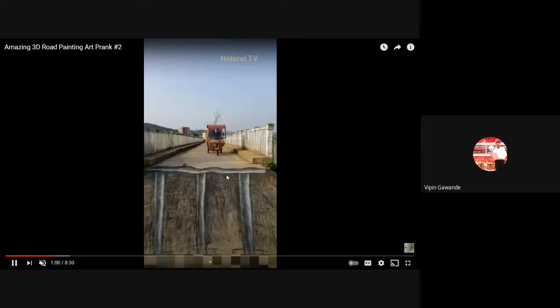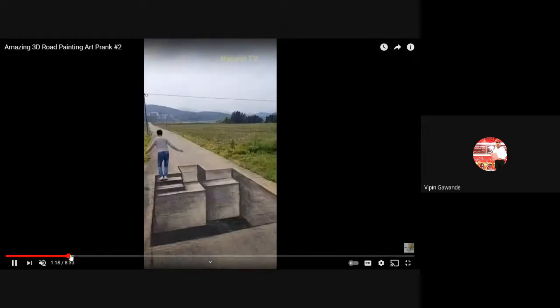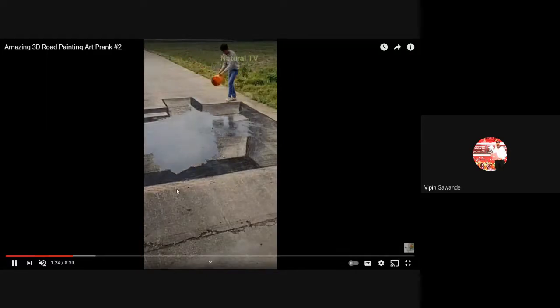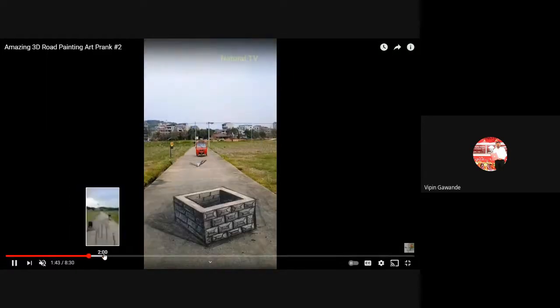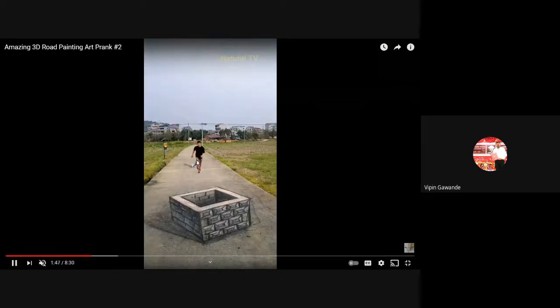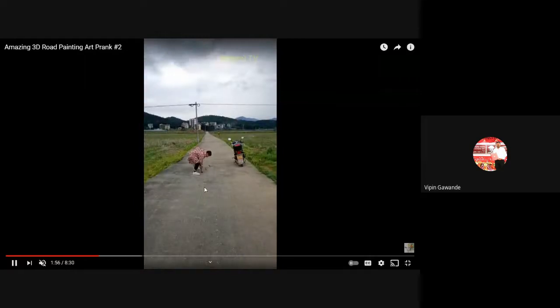Now you see here, after this, it appears that there is a slope. It is drawn on the plane of paper or the street, but it appears like 3D. See here, this is the perfect example. Here also, these are three-dimensional drawings. It appears that there is a container there.